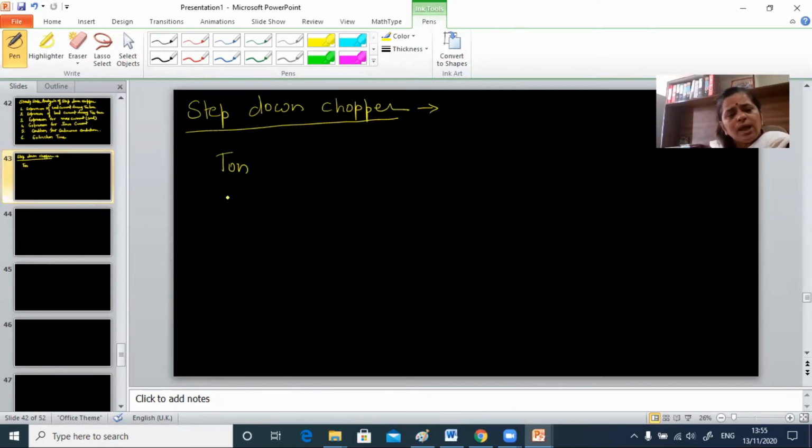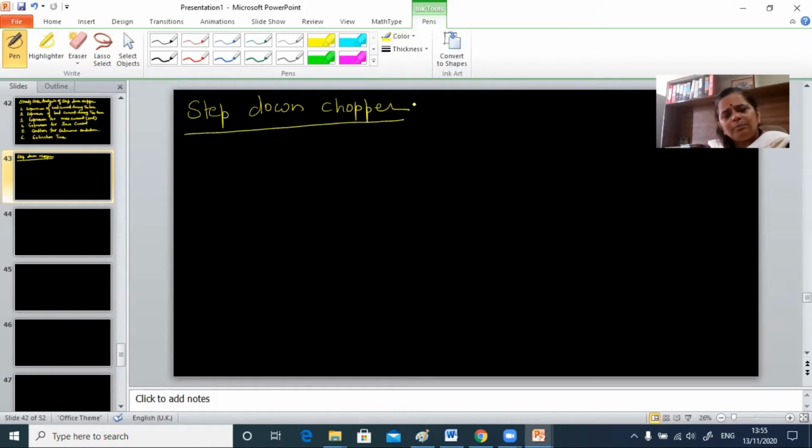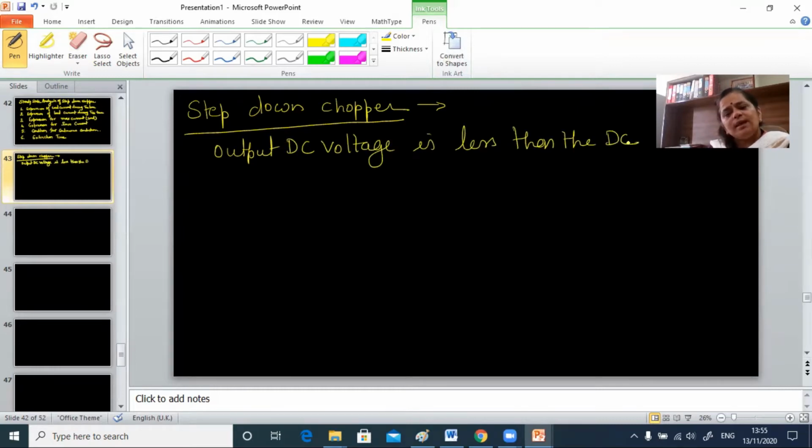Now, before going to the analysis, let me have a quick review of a step down chopper. A step down chopper is a chopper in which the output DC voltage is less than the DC input voltage. Suppose the output voltage is V0 and the input voltage is Vs, then V0 will be less than Vs.